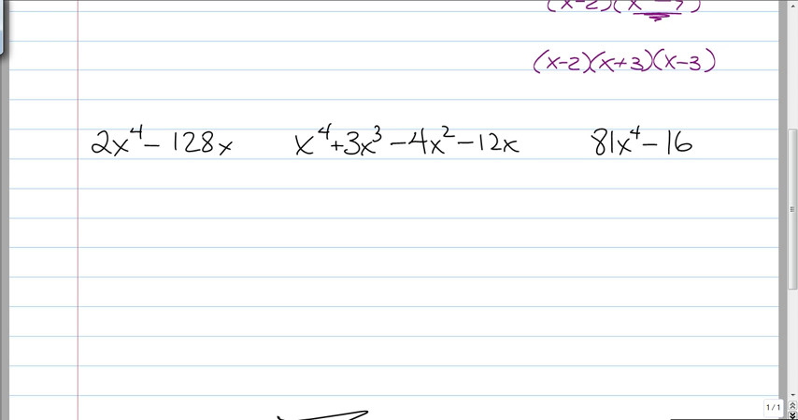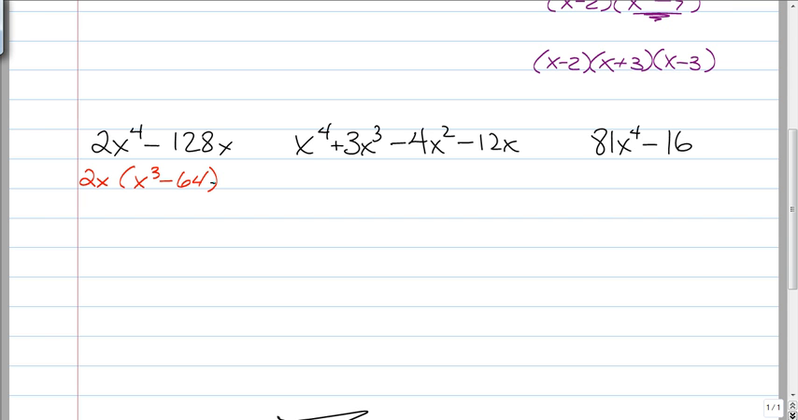So let's see if you were able to do it. The first thing I hope you caught is the fact that you need to factor out a GCF of 2x first. That rule has never changed and it's not changing now. The first thing you should always do is look for a GCF before you start factoring. So that's going to leave you with x cubed minus 64 on the inside.